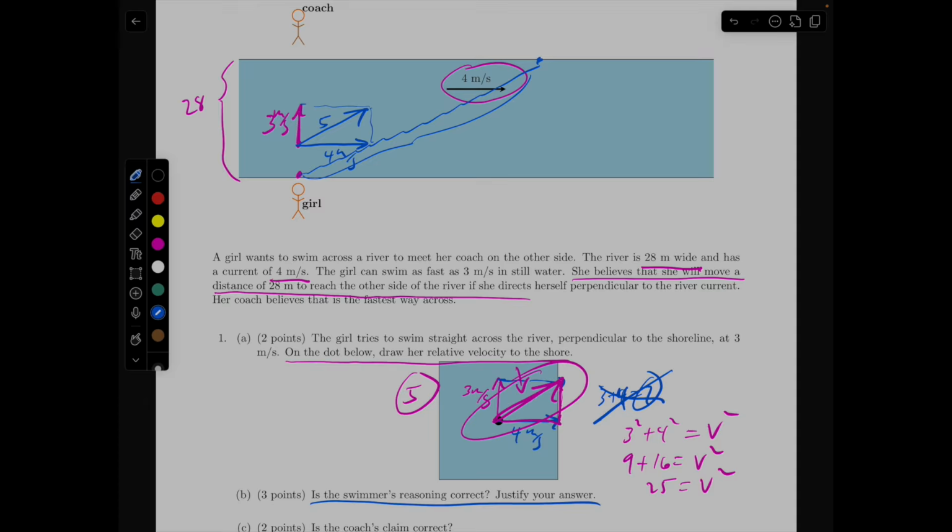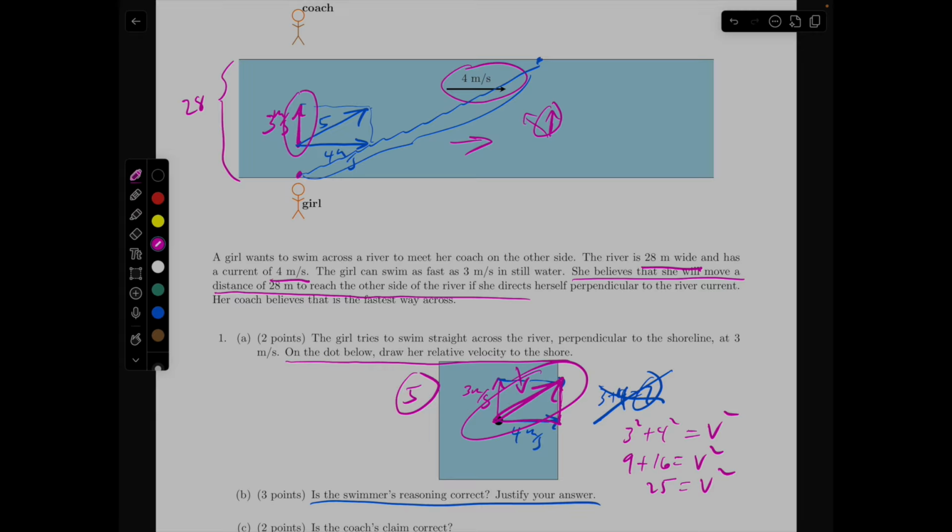Now, is the coach correct? Well, as you can see from what I said while I was going over the animation, yes, he is correct. This is definitely the fastest way for her to get across. The reason is that the direction she is moving down the river has nothing to do with how fast she's crossing the river. And if her velocity vector points in any direction other than directly across, the directly across component is going to shorten, which is going to make it take more time for her to get across the river, even though she'd be moving faster if she pointed it some other way.